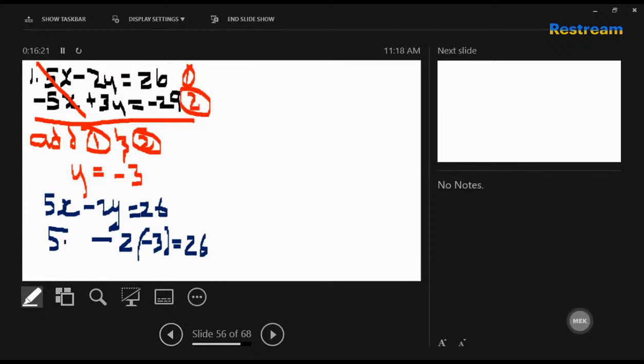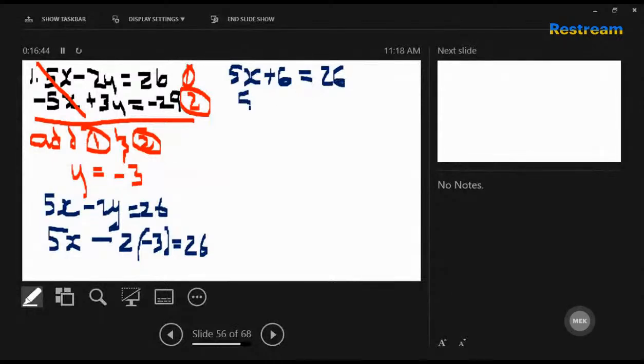Okay, so this is a x. So we just need to multiply the -2 times -3. So we would have 5x plus 6 is equal to 26.